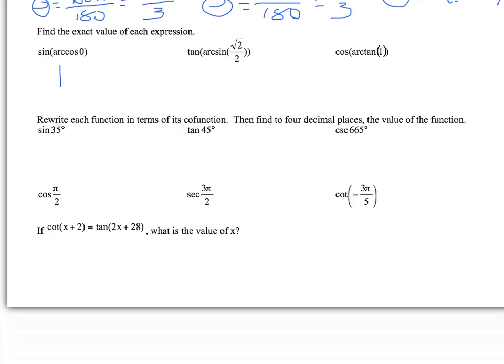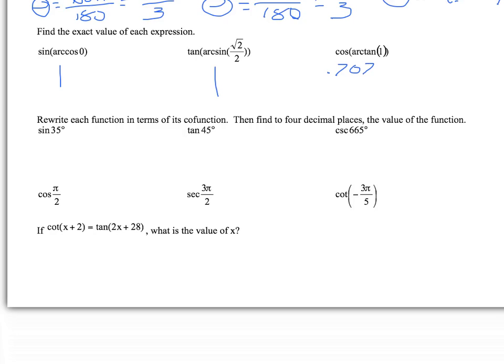Tan, arcsine of radical 2 over 2, you should be getting a 1. If you don't, you might have to close a parenthesis on that radical 2 before you divide by 2. Cos arctan 1, okay, you should be getting a decimal there.